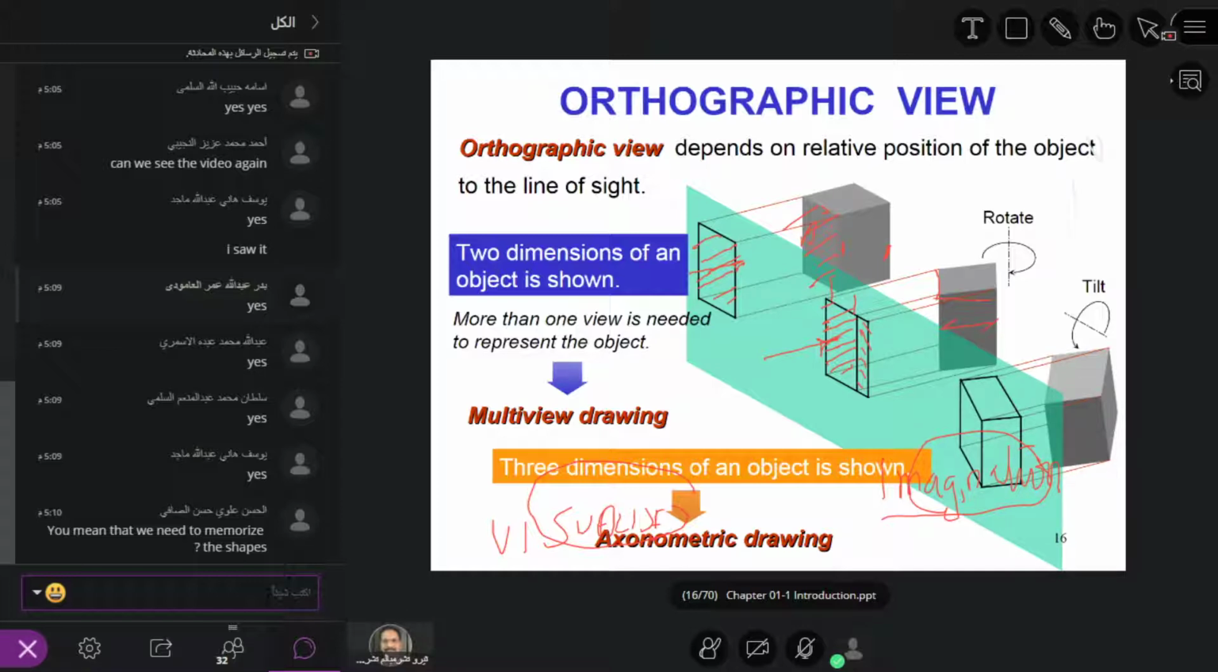You know why? Because this view will be watched by another engineer, and he should also understand the shape very similar to what you do. That's why we are keeping this as a standard. Okay, later you will see. But for the time being, this view will be very different depending on how you look at it, if it is parallel or something.